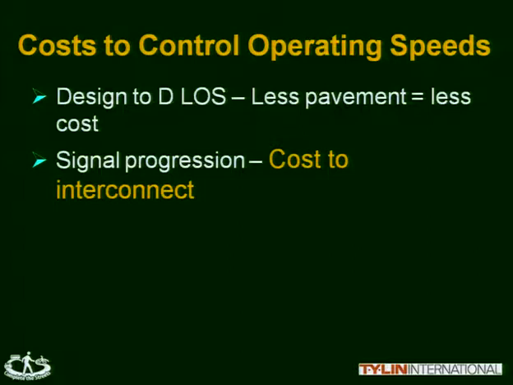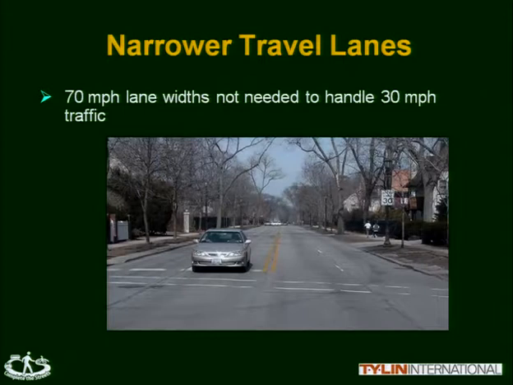Let's progress the signals. What's it cost? The cost there, you have to interconnect the signals so they can be progressed. You can do that now with Wi-Fi. I don't even need to put wire anymore. Not a big cost to interconnect all your signals for the speed you want the cars to go at.